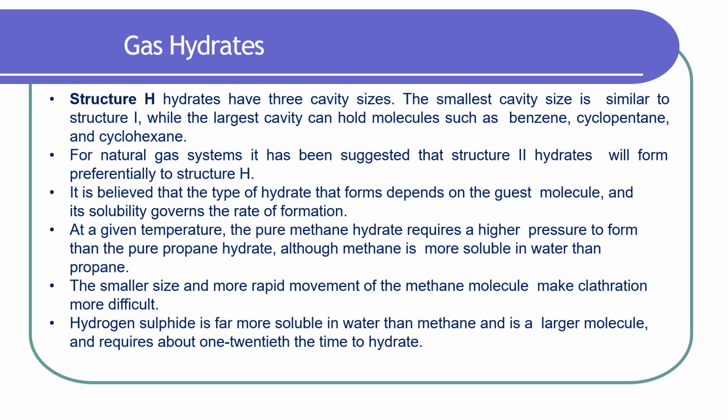Now, for the last structure, which is structure H, you will have 3 different cavity sizes. You will have a very small cavity size, which is very similar to structure 1, which means that you can accommodate CH4 and ethane, CH4 specifically. And you have the largest cavity size, which can accommodate larger molecules such as benzene and cyclopentane.